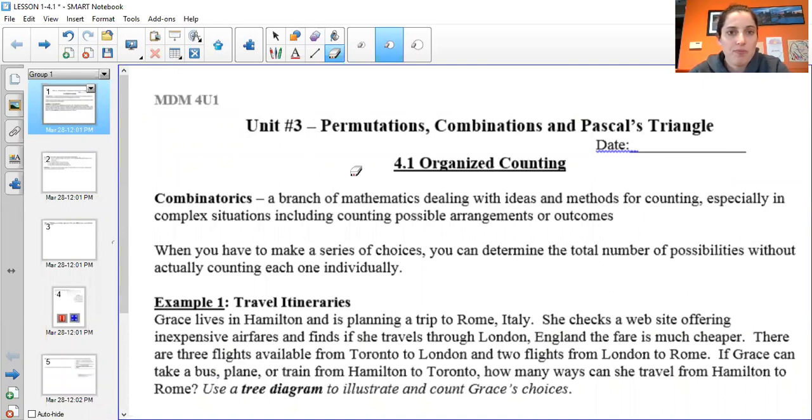So we're starting a new unit. We finished up with our statistics unit, and now remember I said it's kind of the big umbrella of counting and probability. So this unit is about permutations, combinations, and Pascal's triangle. This week we're going to cover organized counting, permutations, and then we're going to have a recap day. So how every week is going to look.